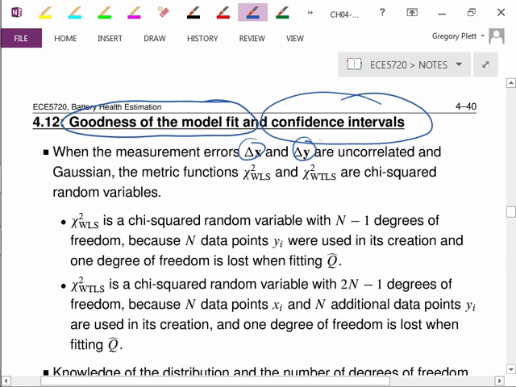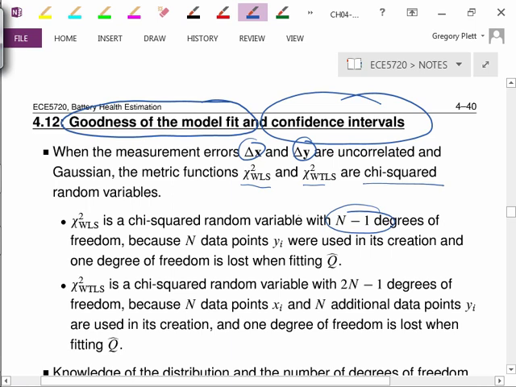We're going to say the errors are zero mean, they're uncorrelated, and they're Gaussian, allowing us to use some math from probability theory to evaluate the goodness of the model fit. So if I do have these assumptions true, then these metric functions that we've defined turn out to be chi-squared random variables. The weighted least squares solution is chi-squared with n-1 degrees of freedom.